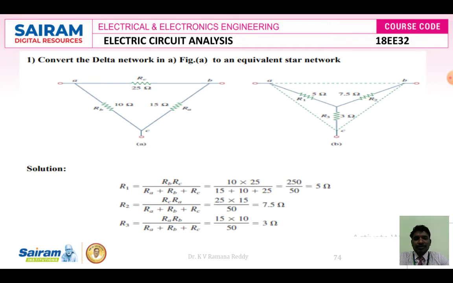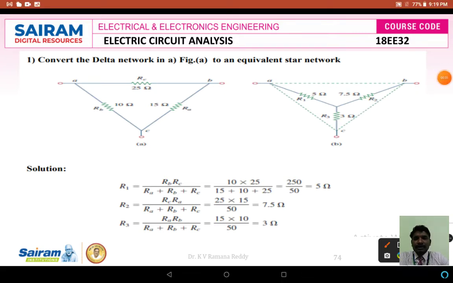Let us go through problem number 1: convert the delta network in figure A to an equivalent star network. This is the network given in the problem. I am writing the solution here to convert this delta network into this star network. How is it possible to convert the given delta network into a star network? As we know, there is a formula to convert delta into star.